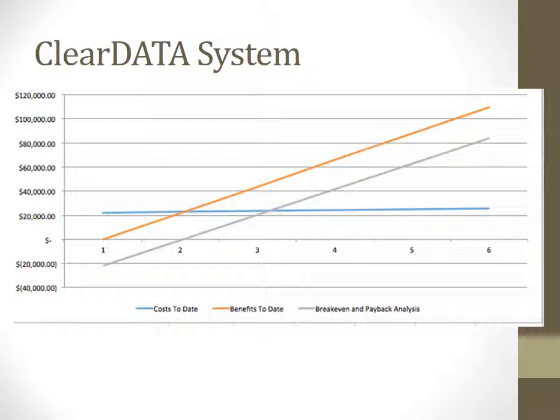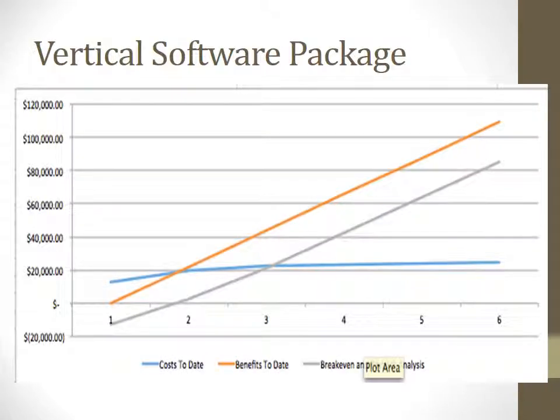Through the Clear Data system, your break-even point comes to $19,321. And through the vertical software package, your break-even point is again $19,321.